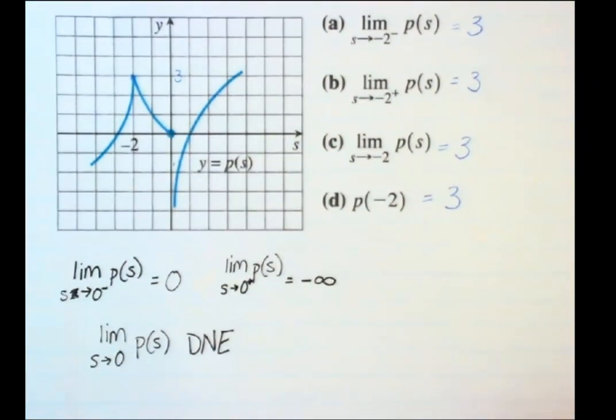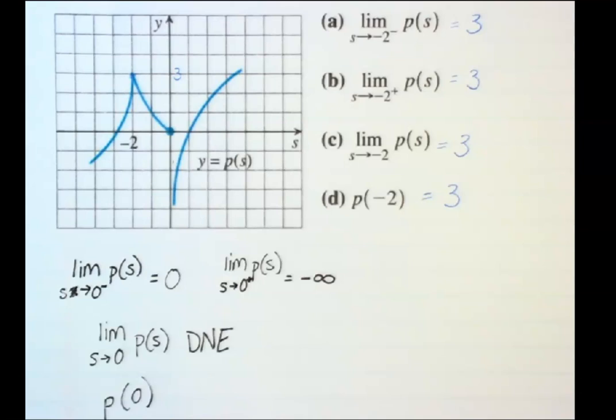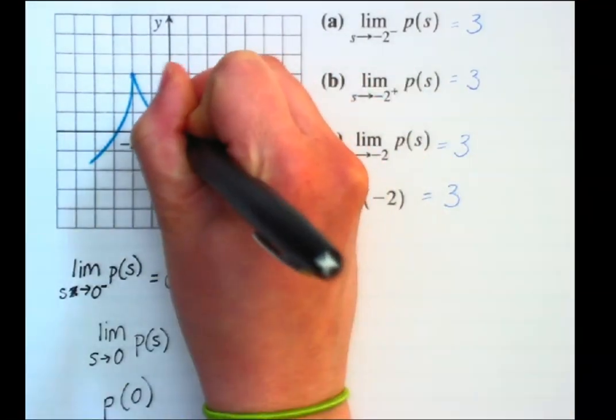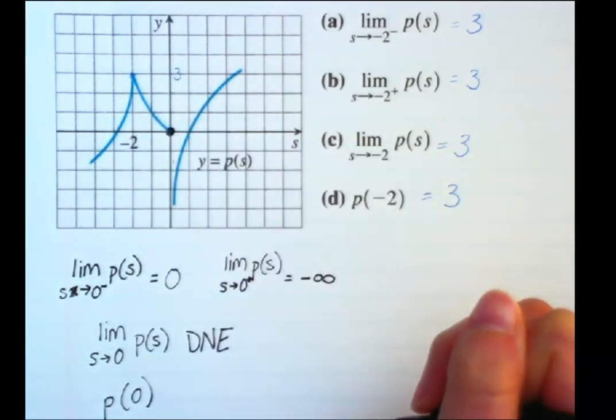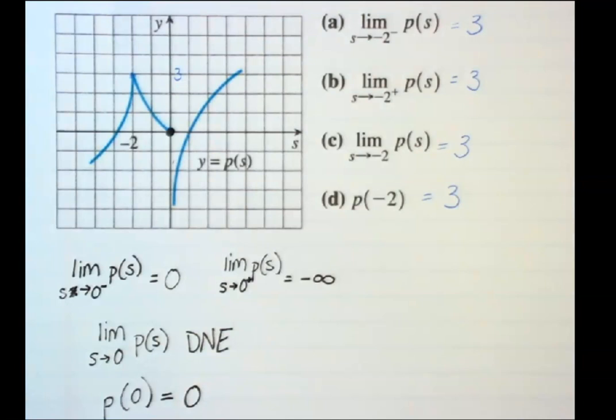And if I was to go a step further and ask this last part too, where it says find p of 0, that's saying basically what is the point at x equals 0? Well, there is a point here at s equals 0, and the point has a y value of 0 as well, so that means p of 0 would be 0. All right, that's the idea of these limits.